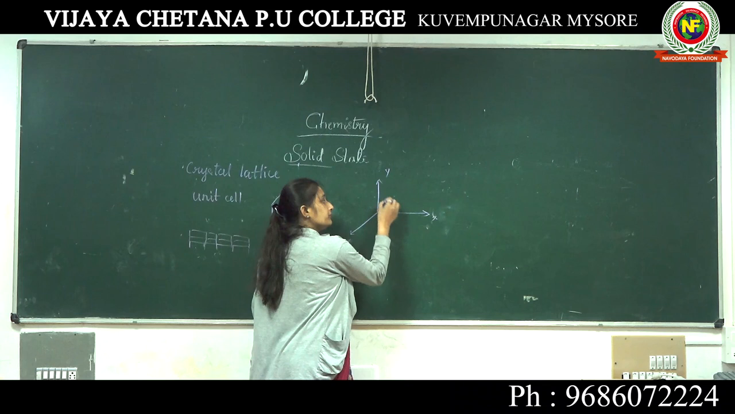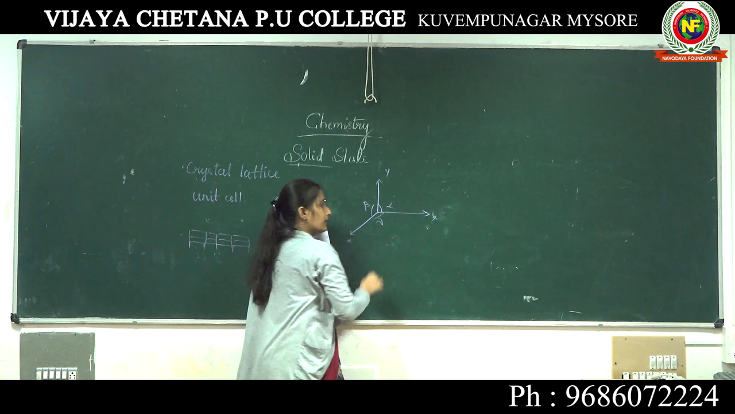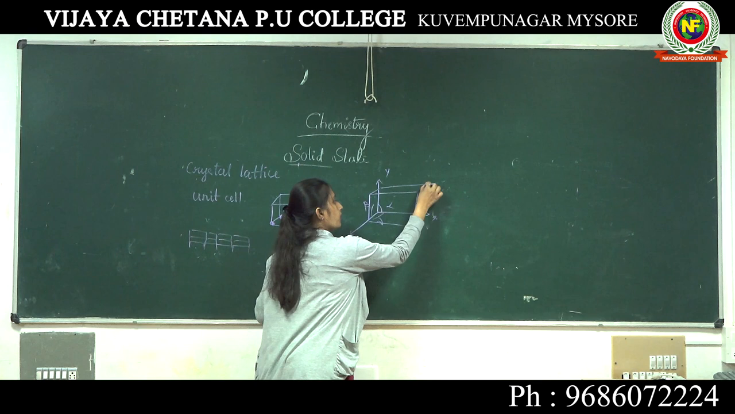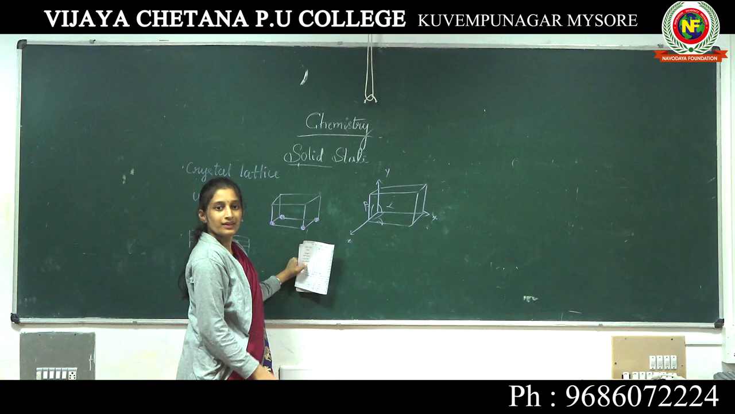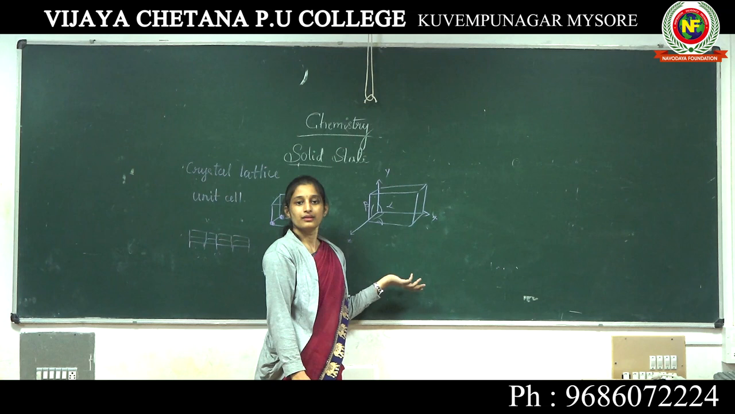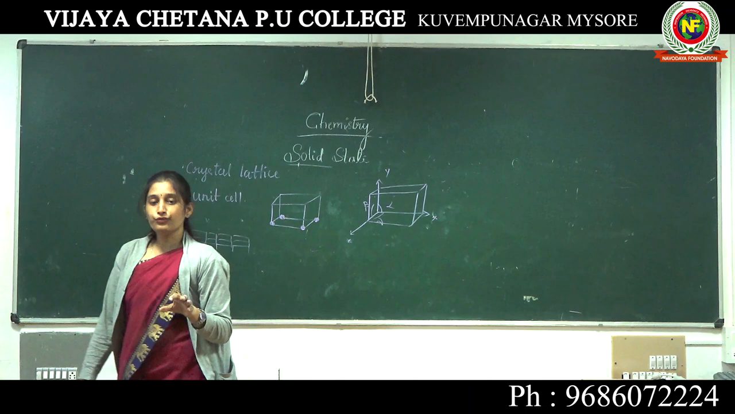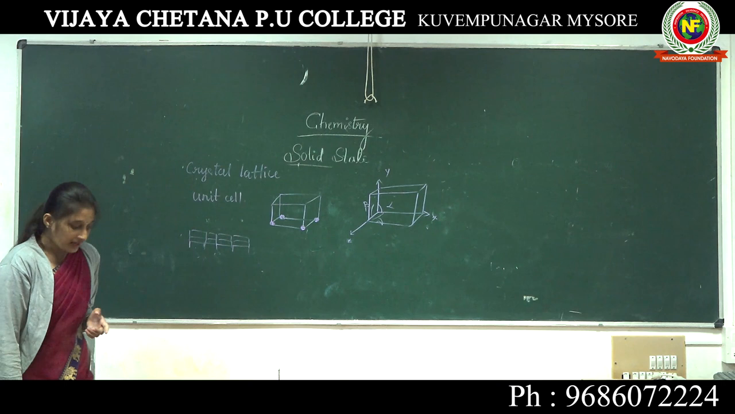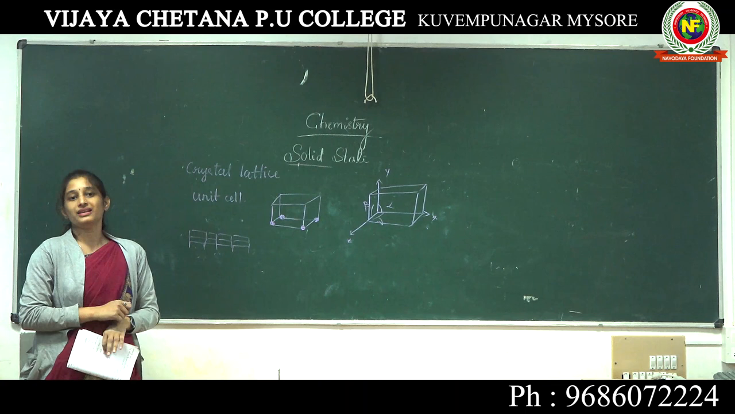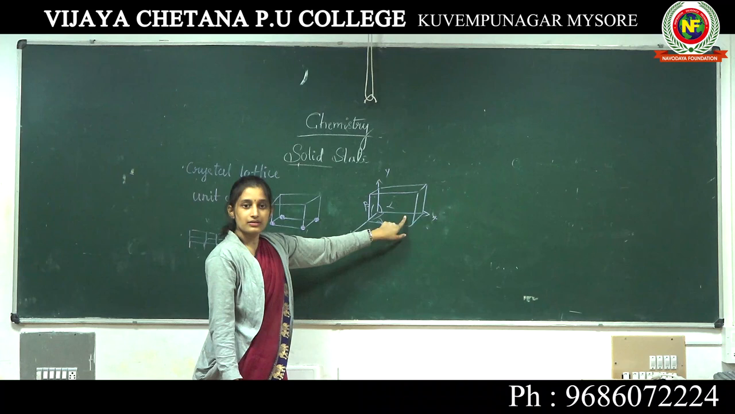Now, the angle between these two, I will call it alpha. You can draw anything, not only a cube. This coordinate axis is mainly helpful to assign the position of the atom. If I'm standing here, this bench is very near to me; if I'm standing here, the last bench is very far. This is just assigning the place. From here to here, the distance is like this. It's just assigning the position of the atom. That's it.